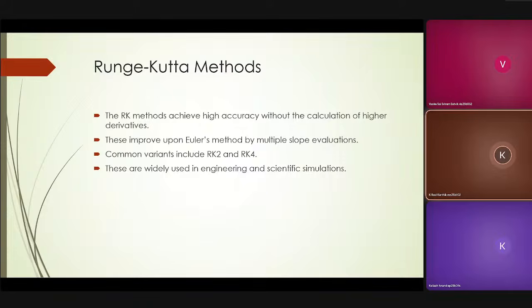So now let us move on to some more accurate methods, the Runge-Kutta methods. Just as Satvik has mentioned, these Runge-Kutta methods improve the accuracy by a large extent without requiring the computation of higher order derivatives. Unlike the Euler method, which requires only one slope estimate for each step, these Runge-Kutta methods use multiple slope estimates for each step size. Some common RK methods include the second order Runge-Kutta method, the RK2 method, and the fourth order Runge-Kutta method, the RK4 method. Due to their accuracy, these are widely used in many kinds of engineering simulations.